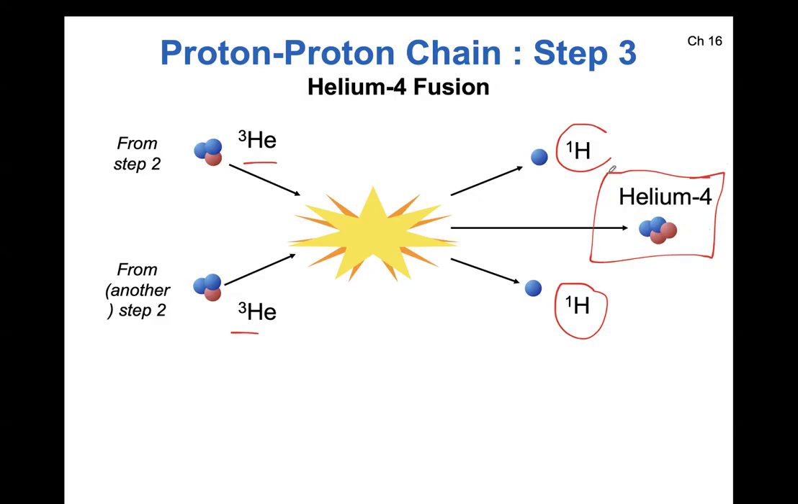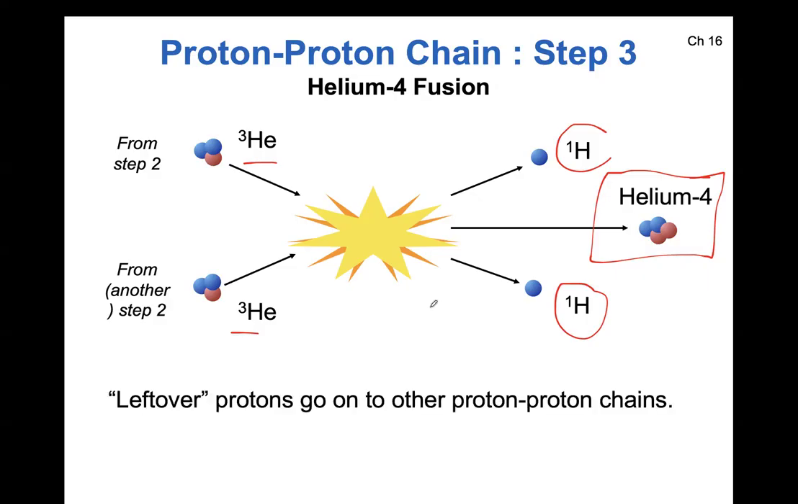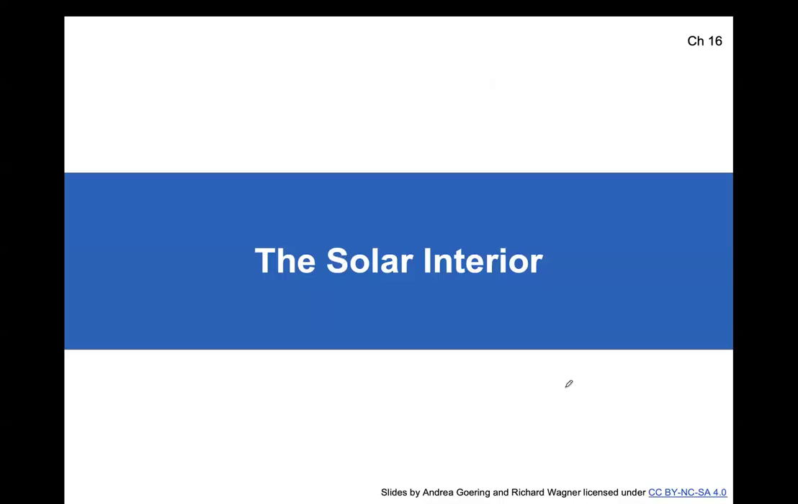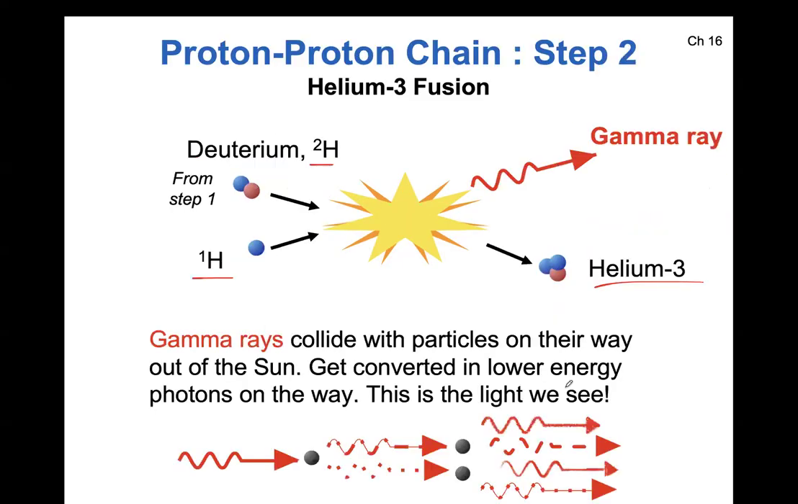And so it's the end of the line. Once it's made, nothing's going to happen with it. It's just going to sink down inside the core and rest there until eventually the core contracts and becomes hot enough to start fusing the helium into something else. But it is definitely the final product of the fusion inside the sun. And as I said, the leftover protons go on to other proton chains. The helium just sticks around as an inert, final product.